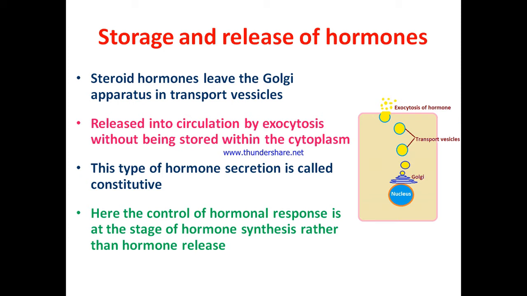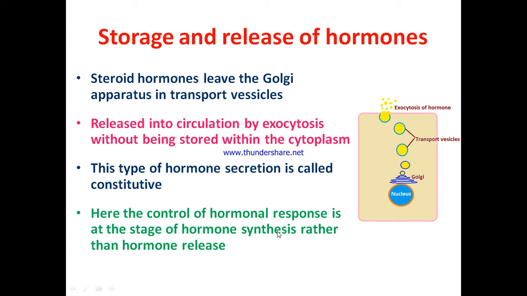Here, the hormones are produced when they are needed. They will not be stored in the body, and they are released into circulation by exocytosis without being stored within the cytoplasm. So produced, transferred to transport vesicles. The vesicles straight away move to the cell surface, fuse with the cell membrane, and vesicle rupture and exocytosis happens. So here the control is in the synthesis. Control of hormonal response is at the stage of hormone synthesis rather than hormone release.